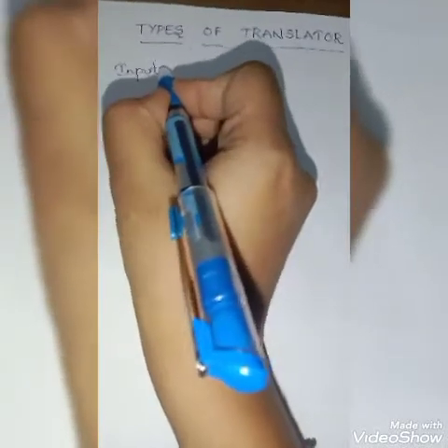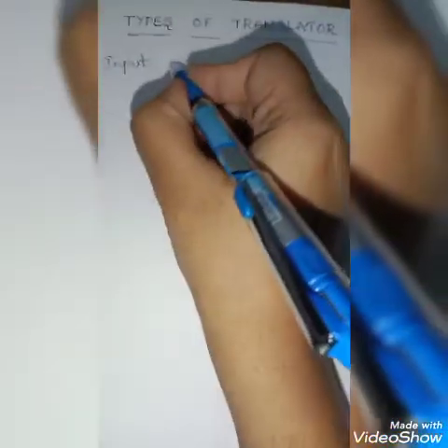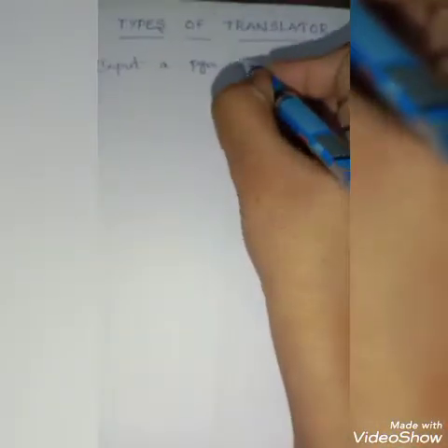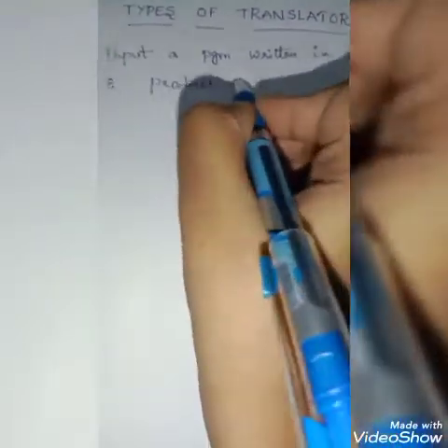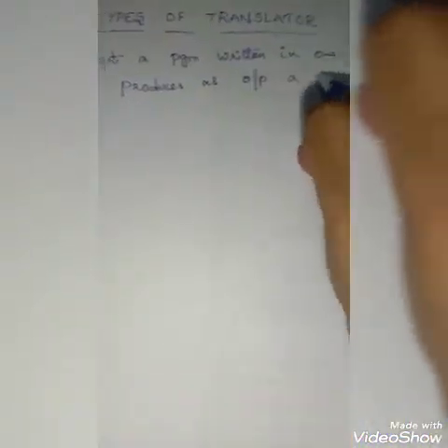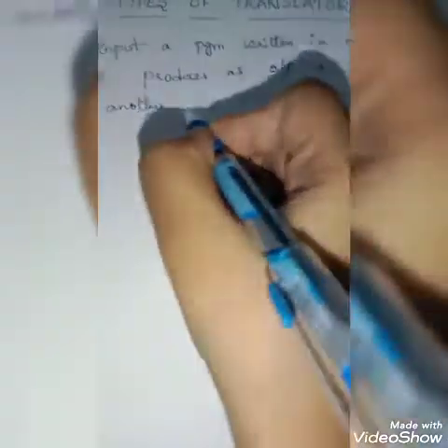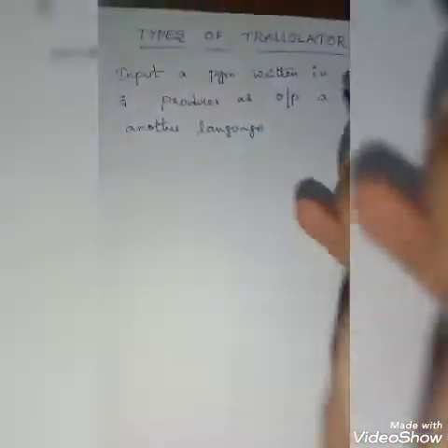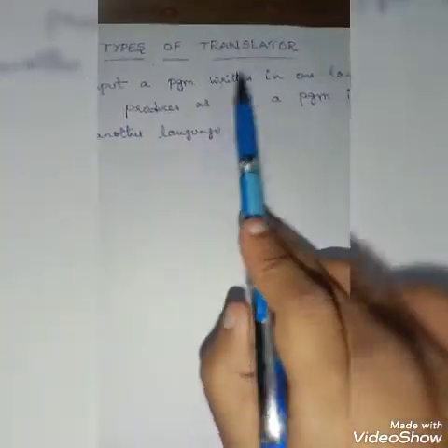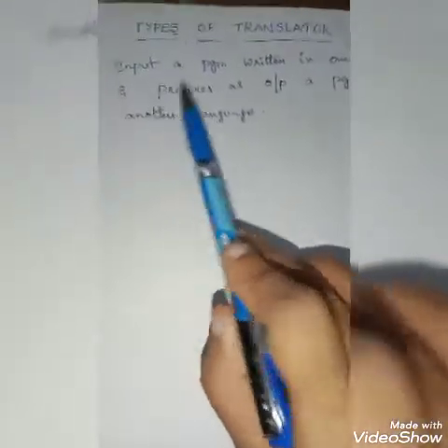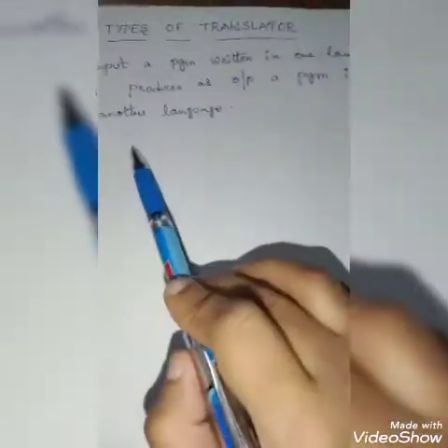a program which is written in one language and produces as output a program in another language. So a translator is nothing but a program that takes as input a program written in one language and produces as output a program in another language.